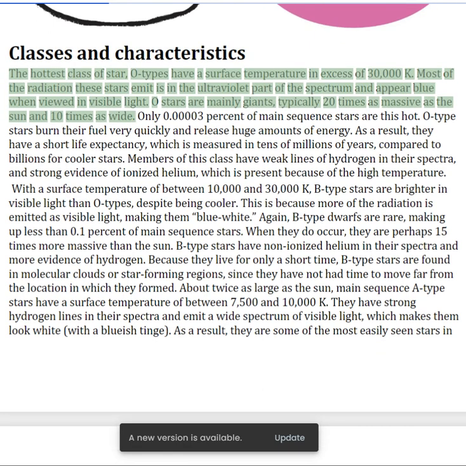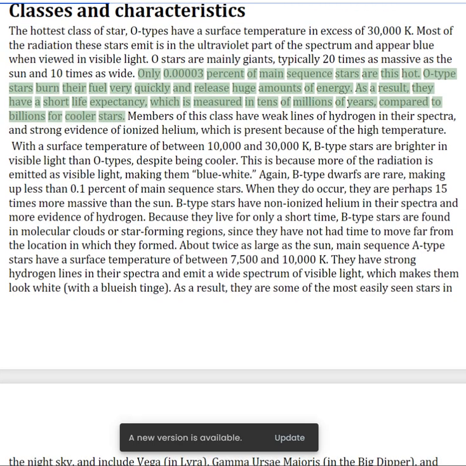The hottest class of star, O-types, have a surface temperature in excess of 30,000 K. Most of the radiation these stars emit is in the ultraviolet part of the spectrum and appear blue when viewed in visible light. O stars are mainly giants, typically 20 times as massive as the Sun and 10 times as wide. Only 0.00003% of main sequence stars are this hot.